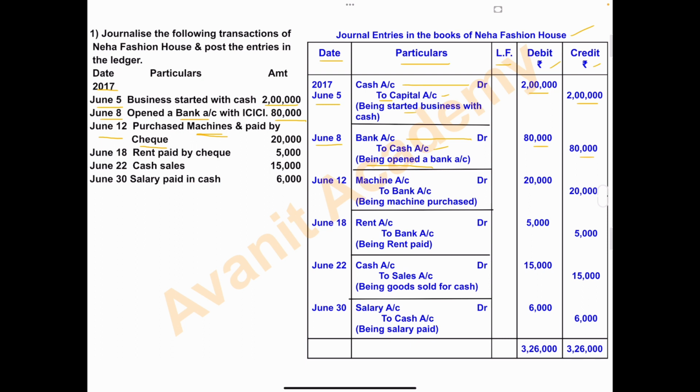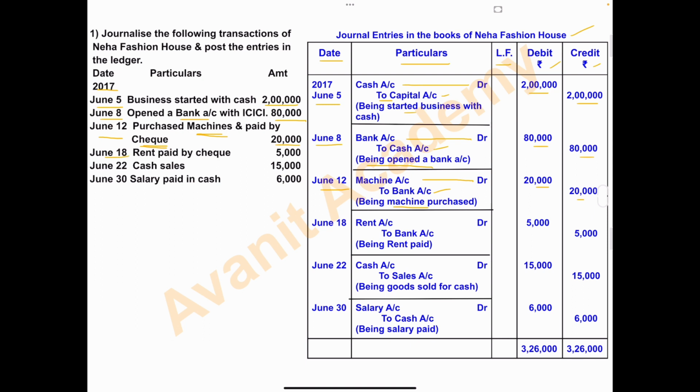So in this transaction, first we have to prepare machinery account for purchasing the machine, and this machinery is purchased by issuing check. So we have to prepare bank account, and the bank balance is decreased by rupees 20,000. So bank account is to be credited and machine account is to be debited. So the entry is June 12, machine account debtor to bank account. Narration: being machine purchased. Amount: debit 20,000, credit 20,000.